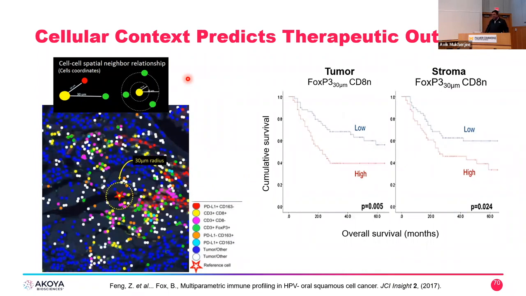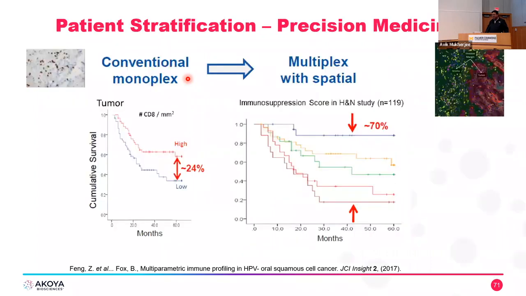And that's how they created an immunosuppressive score where they saw that when the CD8 T cells are near the Tregs, their actions are suppressed. So those patients are not going to give good results on immunotherapy, whereas in the patients where CD8 T cells were near the tumor, that was where patients were doing better with immunotherapy.